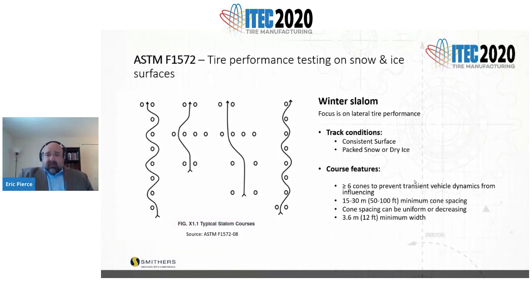So winter slalom has a focus on lateral tire performance. On the left side, we've got images taken from ASTM 1572, showing some typical slalom courses. You want to have a consistent packed snow surface or dry ice surface. Snow tends to be a little more common. You have at least 6 cones to prevent transient vehicle dynamics from influencing the test results. You want minimum cone spacing between 15 to 30 meters. Cone spacing can be uniform or decreasing, so you have a tighter reading set there for each particular group. And a minimum width of at least 3.6 meters.